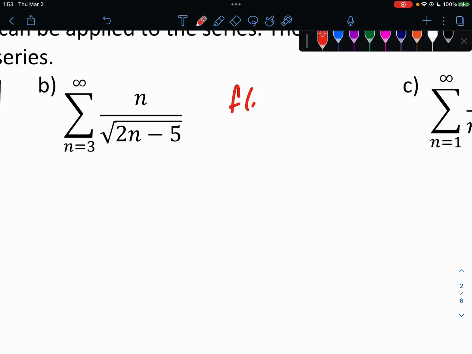Is it continuous? Well, the denominator would be 0 when 2n minus 5 equals 0, which is 5 halves. But we're starting above that. So yes, it will always be continuous as well. Lastly, our derivative.